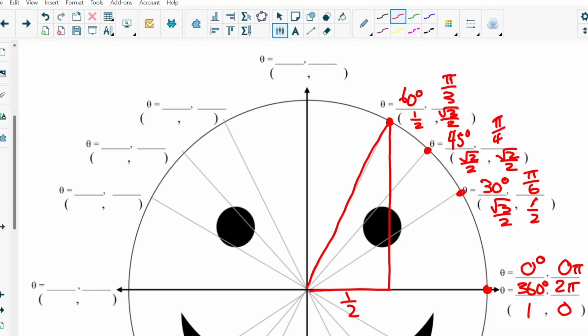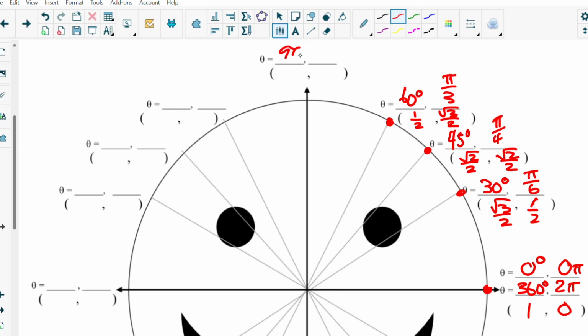So the x value is 1/2, or cosine of theta is 1/2. And the y value is square root of 3 over 2. So sine of theta is square root of 3 over 2. Think of it that way, the x and y values.